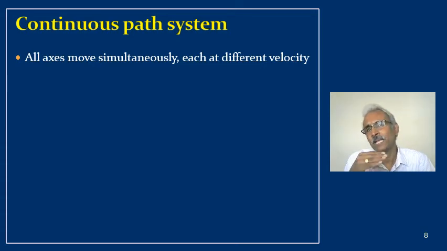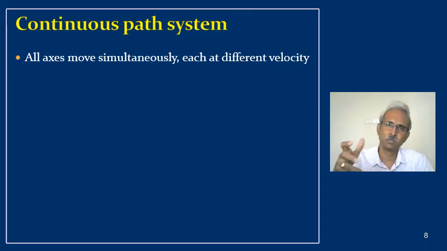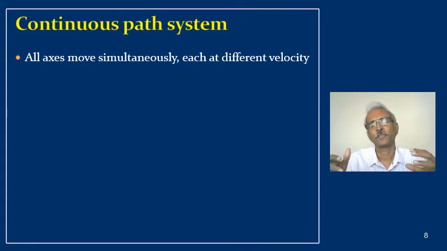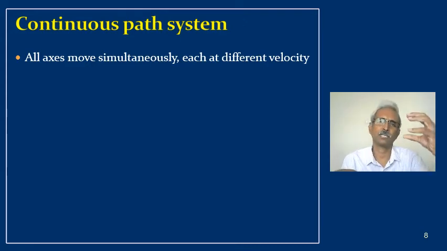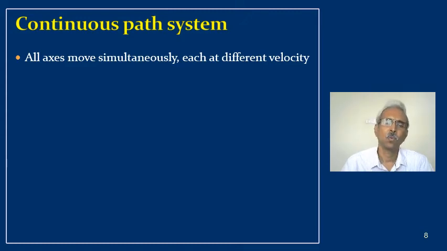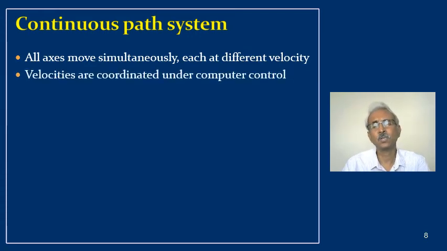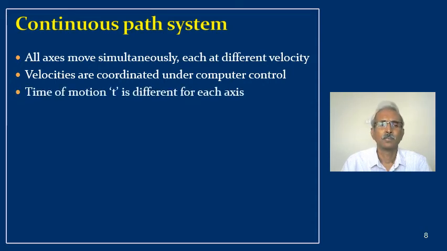So when that system is there, what is the advantage? I move only one axis at a time. When I move the x-axis, only the x motor rotates, the y motor doesn't rotate. When I move in the y-axis, only the y motor rotates. So the control system is very simple because only one axis is activated at a time. Whereas in a continuous path, all the axes are moving simultaneously. So velocities are coordinated under computer control. The time of motion is different for each axis.